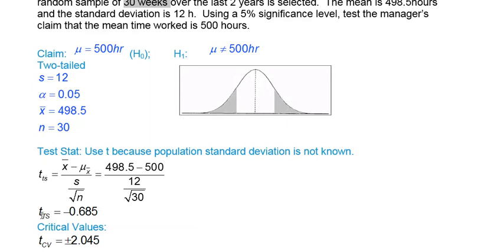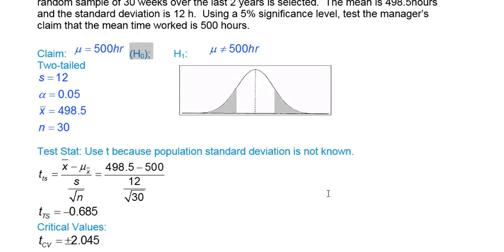If we compare where that test statistic falls at minus 0.685, well, it's going to be somewhere in the white region on the left side. So that is not in the rejection region. So we do not reject the null hypothesis. This time around, our claim is the null hypothesis, so that's also saying we do not reject the claim.